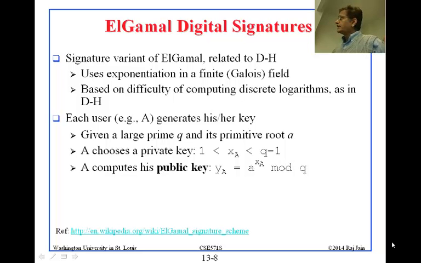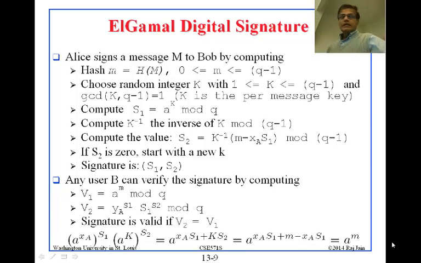So you take a large prime Q and you take a private key XA and you make a public key A raised to XA, where A is the primitive root of Q. Everybody knows A raised to XA, they don't know XA. Now you take a hash of the message using some hash function, and the hash is to be between 0 and Q minus 1, because if it is Q, that is the same as 0, right? So 0 and Q minus 1.